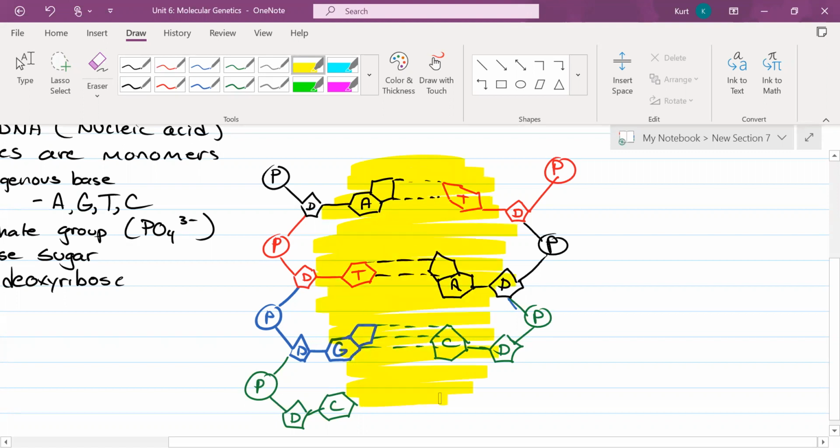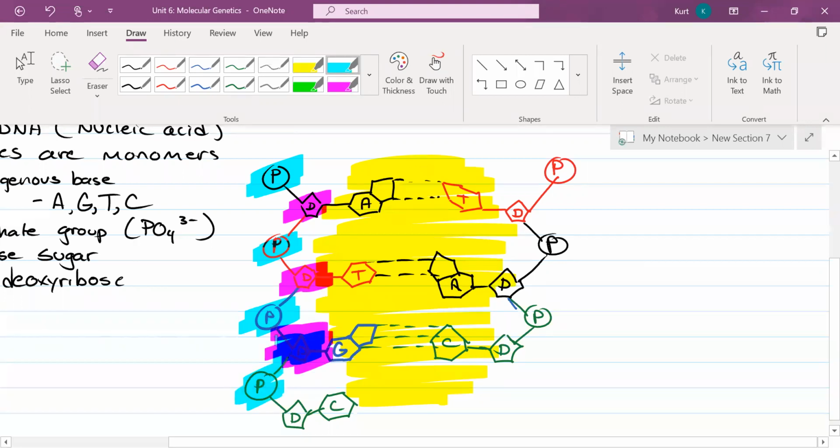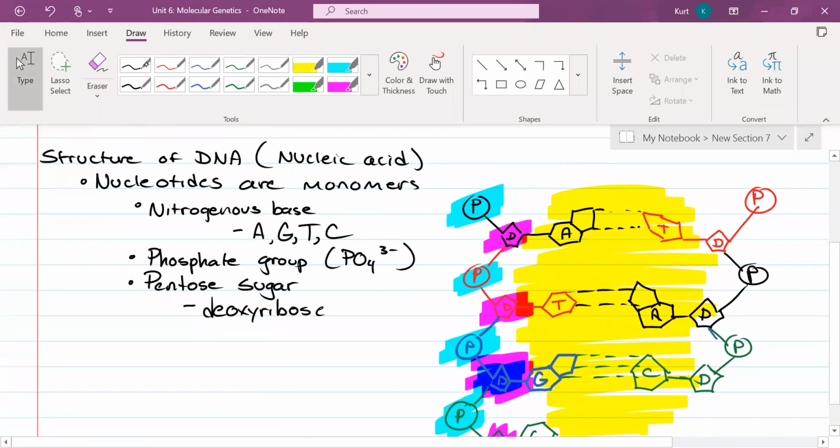So what makes up the sides? What makes up the backbone? That's what we call the sides, the backbone of DNA. What makes those up? It's alternating sequences of phosphate, sugar, phosphate, sugar, phosphate, sugar, over and over and over. So as you can see, phosphate, sugar, phosphate, sugar, phosphate, sugar. Oops, wrong color. Sugar, phosphate, sugar. It just goes on and on and on like that. That's what makes up the side of DNA. We call that the backbone of DNA.